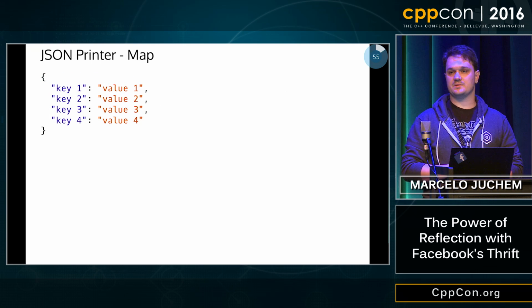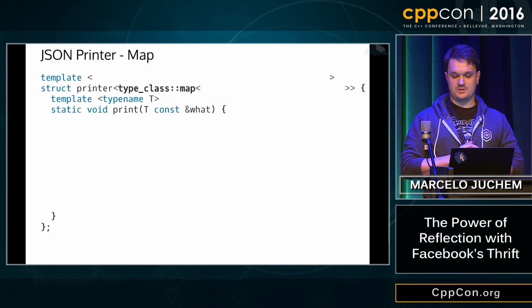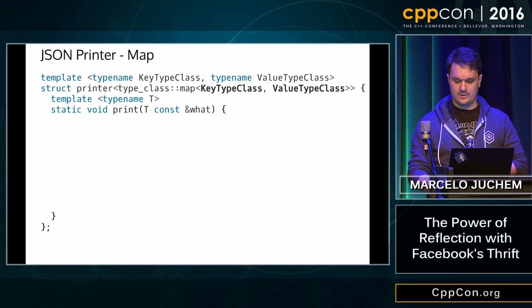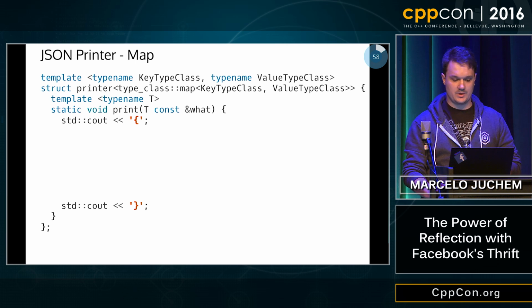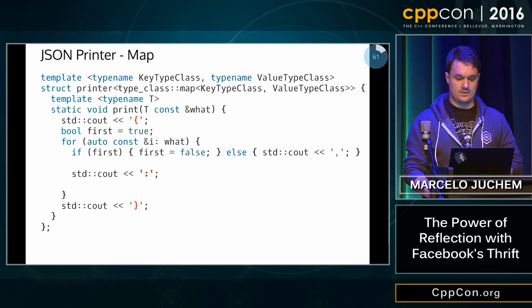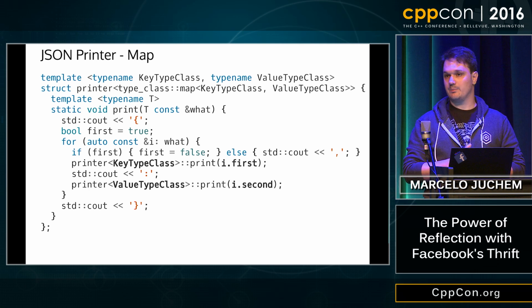The next example is maps. So basically, this is the format of a map. You have curly braces. And then you have the keys separated from the values by a colon, and then the elements are separated by a comma. What we do now is we specialize for map, and just like we did for lists, we receive the type class of the key and the value contained in the map. The rest is pretty much the same. You write the curly braces, you write the for loop, you write the comma separators, you write the colon separators for key and value, and then you delegate to print of whatever the key and the value type is.